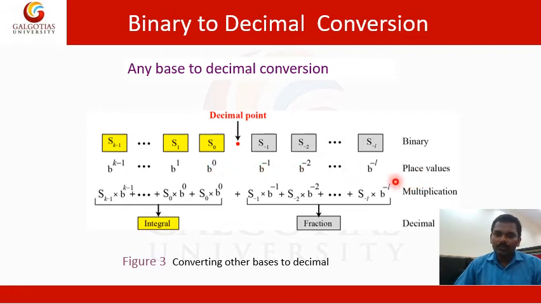If you multiply the place values with the binary digits, here we get the fractions, and here we get the integral part. If we add these parts, we will get the integral part for the decimal number system, and for this we get the fractional part. So we can very easily convert the binary number system to the decimal number system.